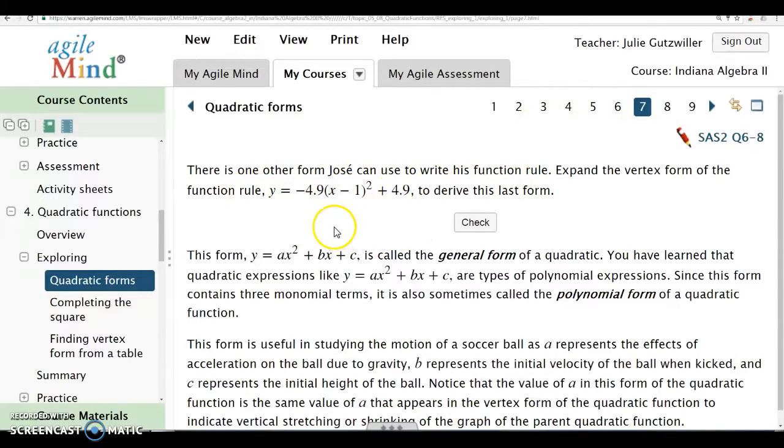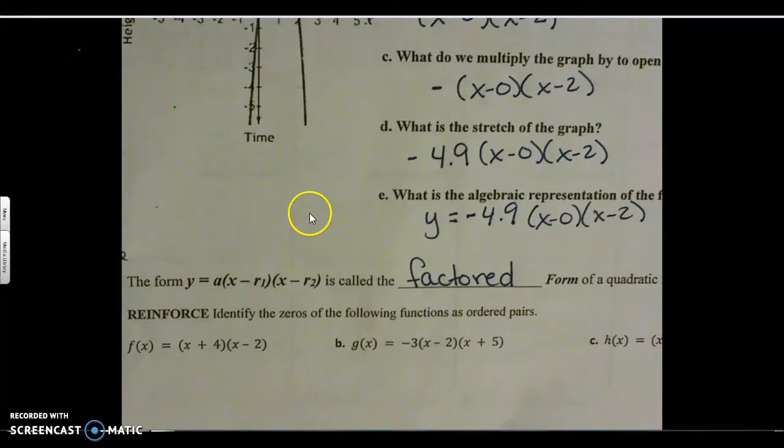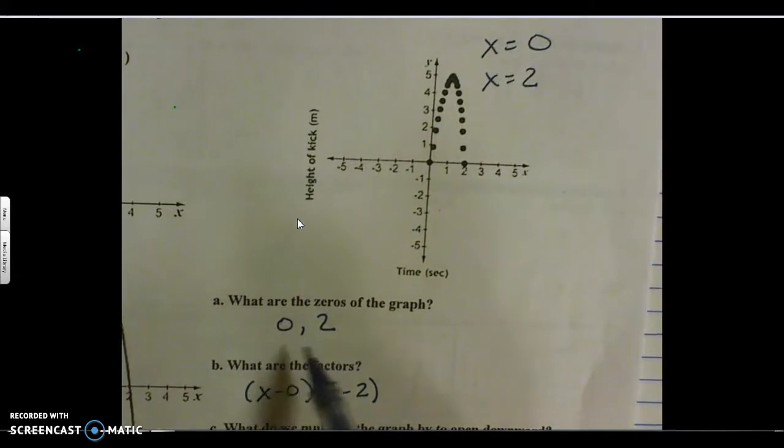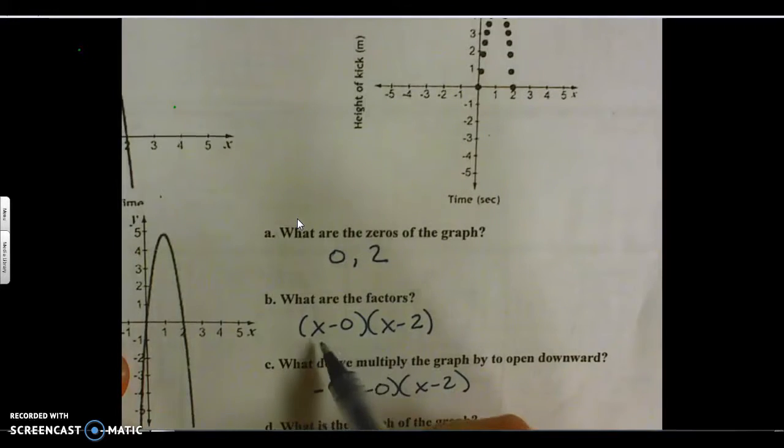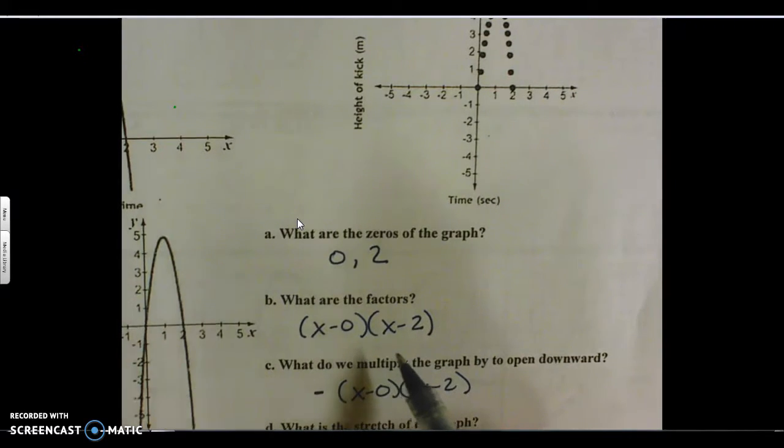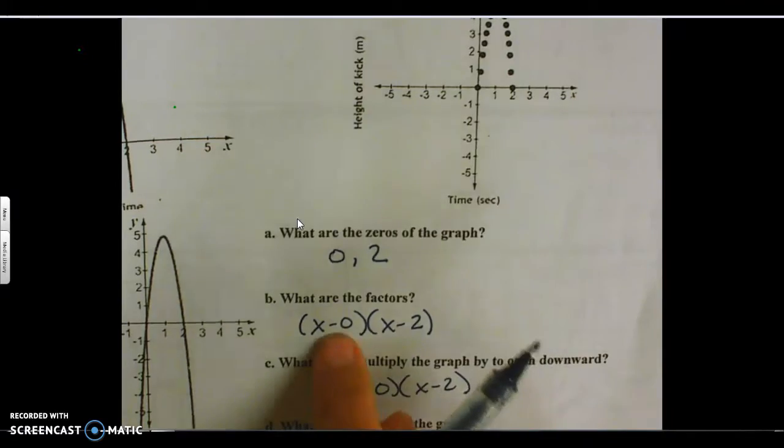Identify the zeros. Okay, so identify the zeros. Well, here are the zeros. Here are the two factors. Sign change.